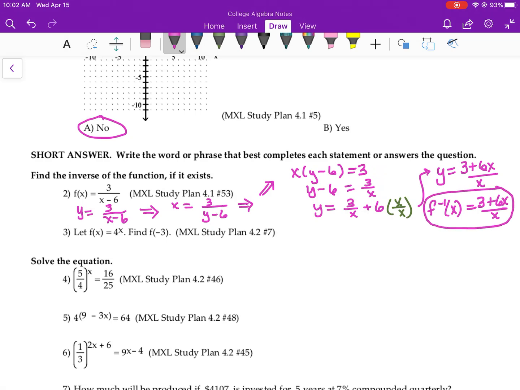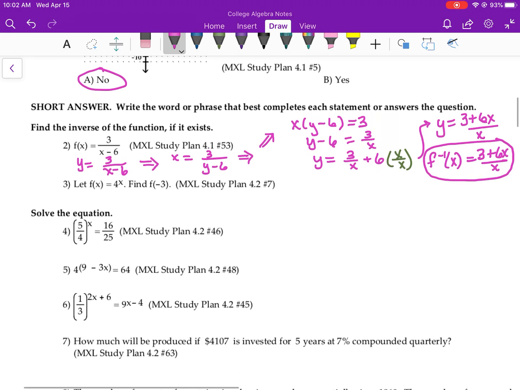Okay, I guess I should have addressed this as well. Find the inverse if it exists. You guys graphed equations like number 2 in the previous chapter. So this is one of those rational functions that has a vertical asymptote at x equals 6. And if you graphed it, it would pass the horizontal line test. So it does have an inverse.